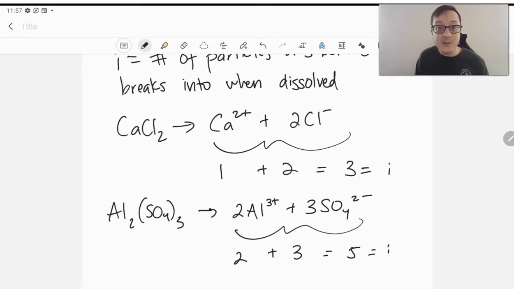Of course, you can also just add the subscripts of your ionic compound as long as you're aware of when the subscripts are necessary for charge balancing versus as part of a polyatomic ion. So notice here the subscripts of 2 and 3 for aluminum and sulfate correspond with the coefficients when it's broken up. And so you can calculate your van't Hoff factor based on that. We'll talk some more about this when we look at a couple of other types of electrolytes.